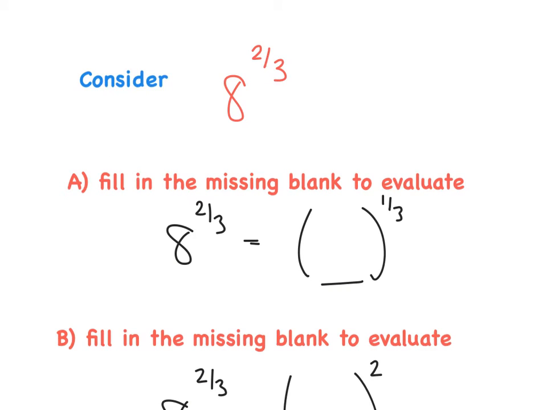All right, well, we're building. We're getting more exciting here. Consider 8 to the 2/3. All right, so part A says fill in the missing blank to evaluate. 8 to the 2/3 is equal to what raised to the 1/3?